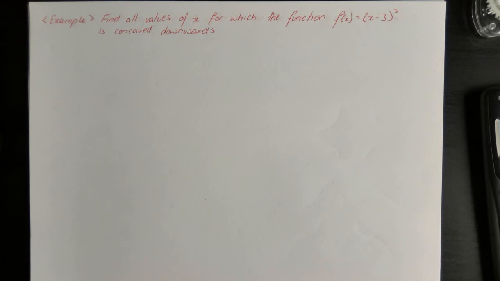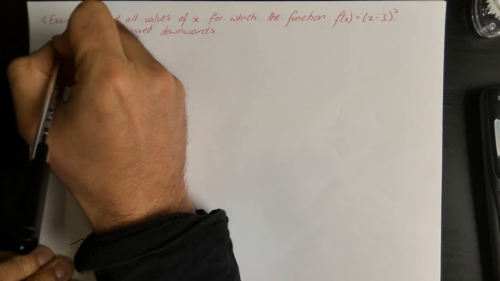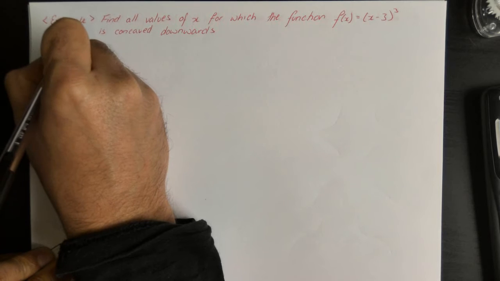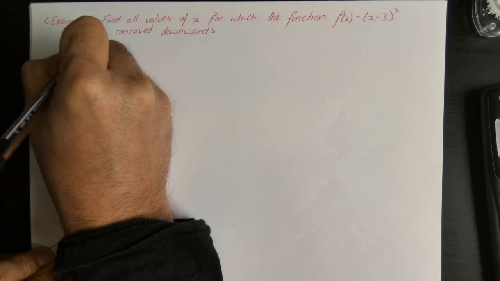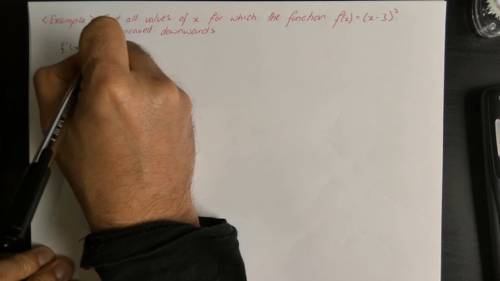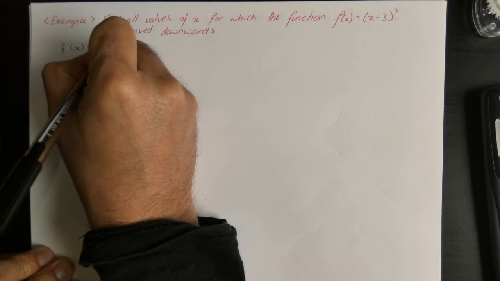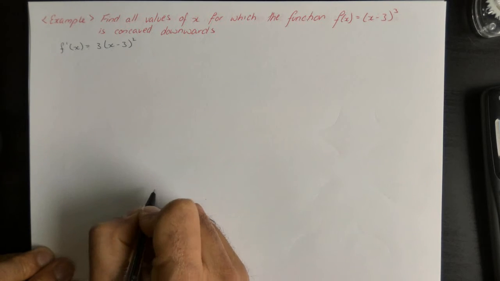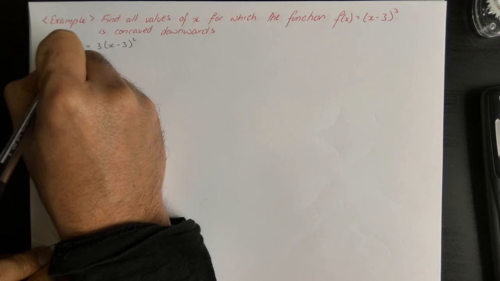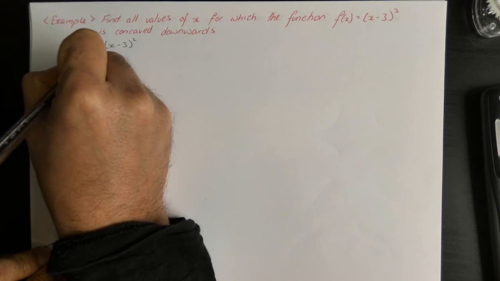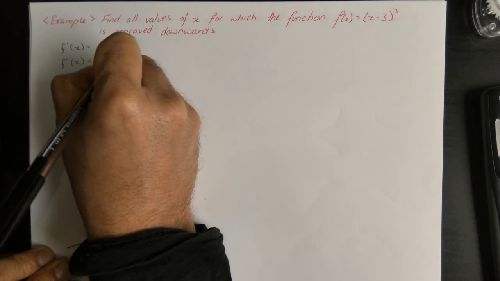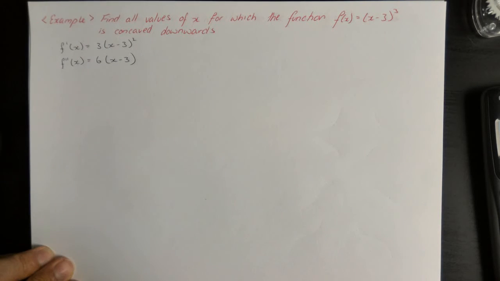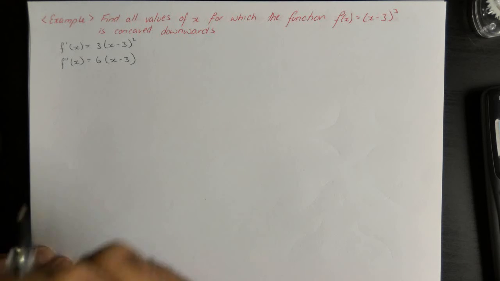All right, some examples. We want to find all the values of x for which the function f of x equals (x minus 3) cubed is concave downwards. The first thing we're going to do is differentiate that. So the first derivative would be 3 lots of (x minus 3) squared. That's the first derivative. And then the second derivative would be that. Okay.